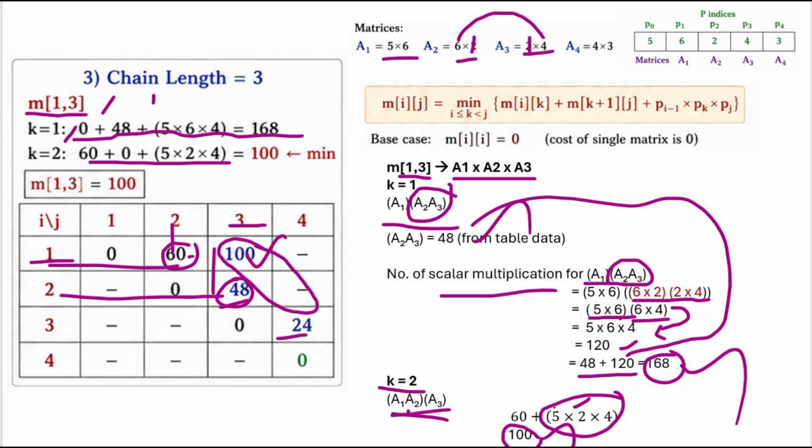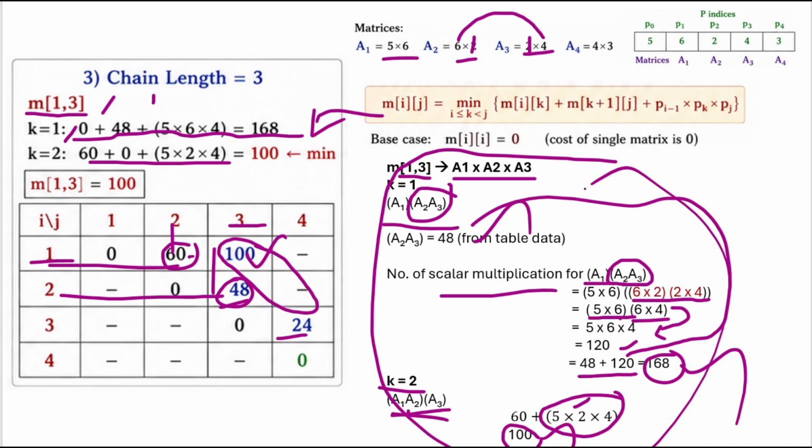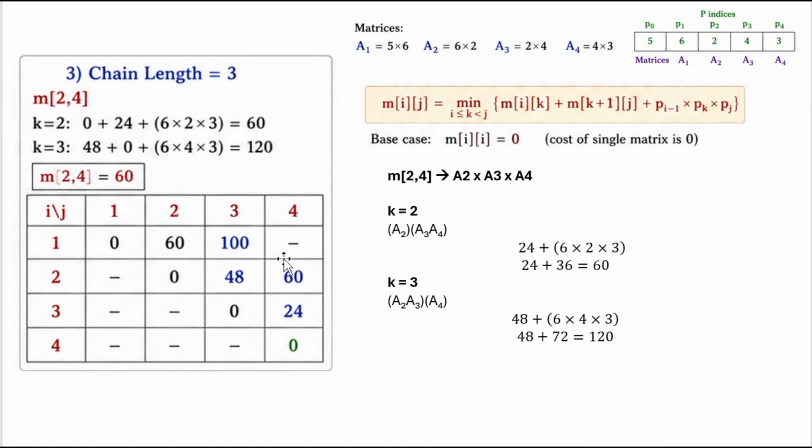This is how we manually find it, or using the table. Using this formula, right? So both are valid. Both give the same result. Okay, this is the manual method, how to find the number of scalar multiplications, and here is the formula method. So next we need to calculate this value.